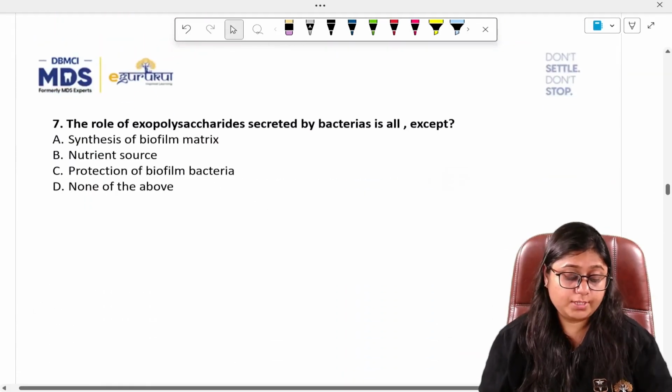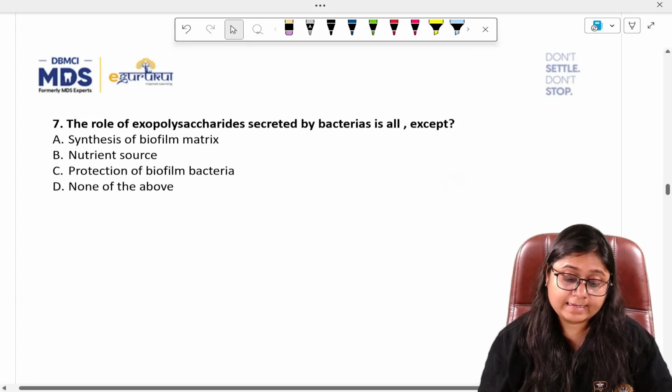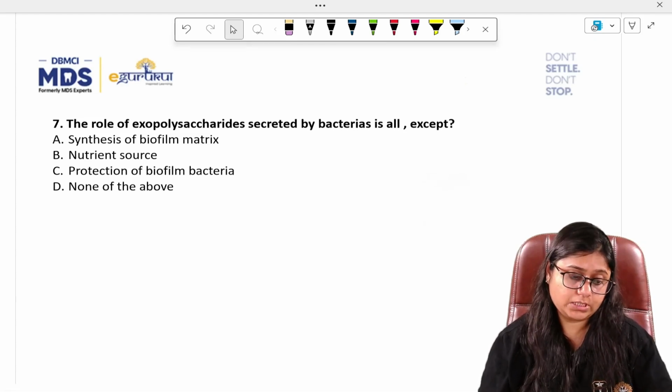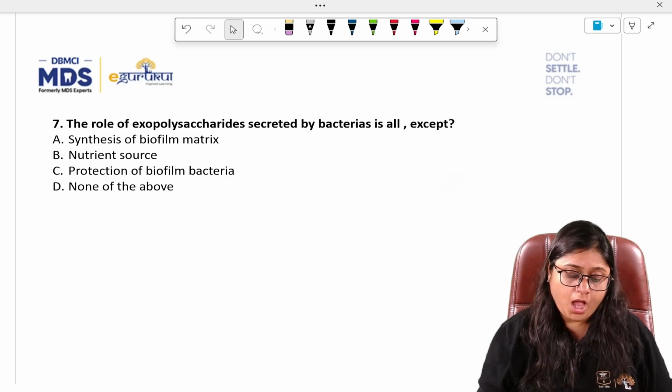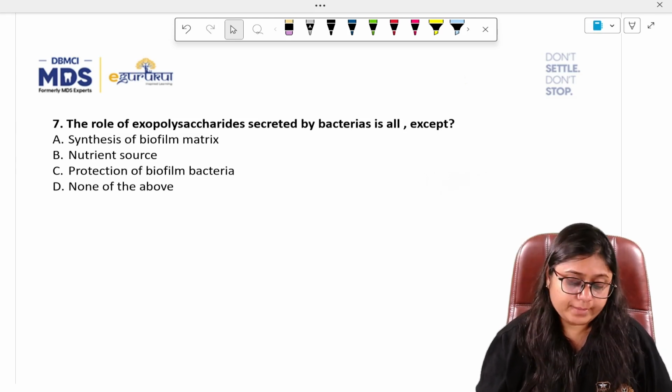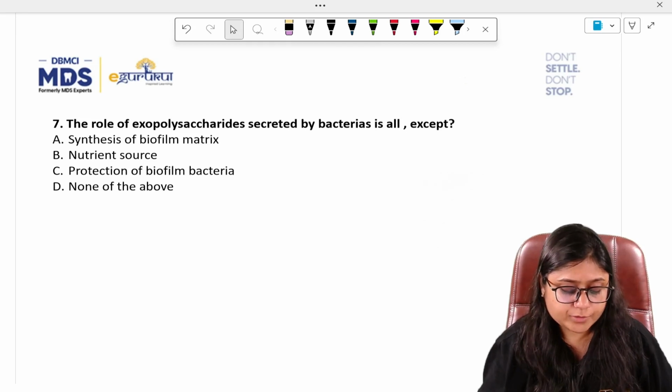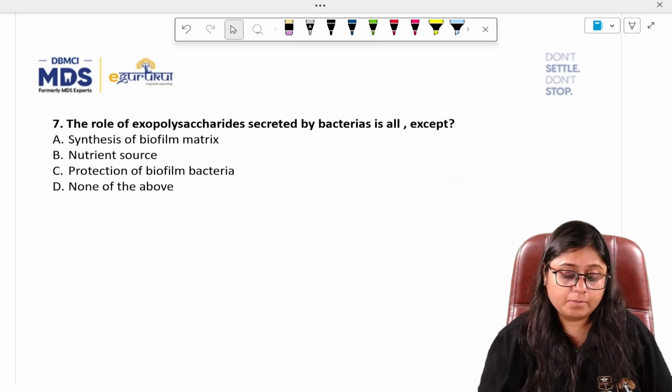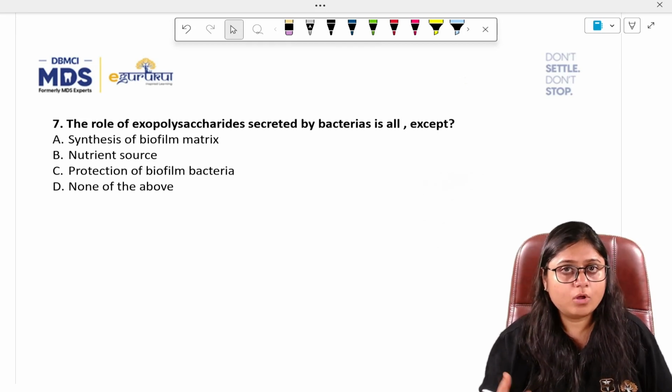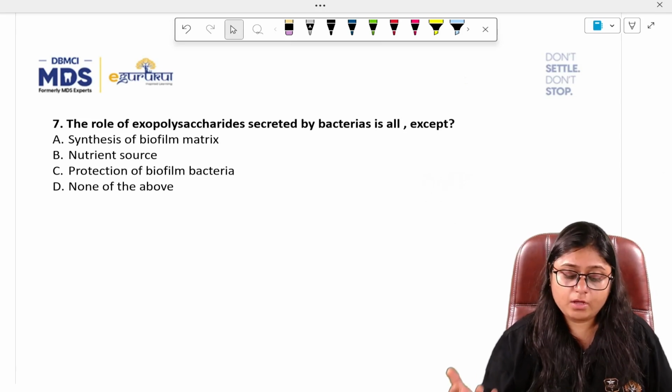Now the next question is, the role of exopolysaccharides secreted by the bacteria is all except. Option A is synthesis of biofilm matrix. Option B is nutrient source. Option C is protection of biofilm bacteria. Option D is none of the above, which means all of the above are the role of exopolysaccharides.